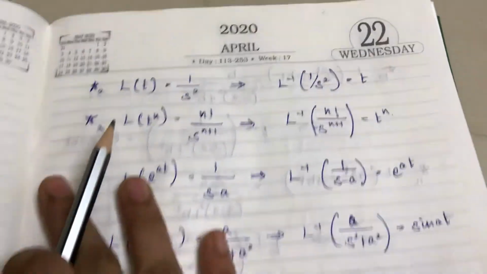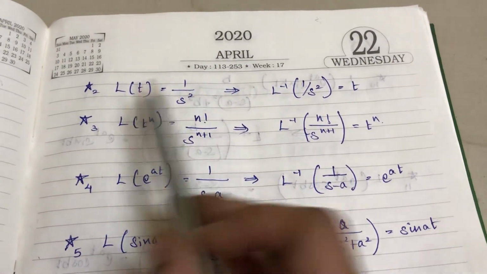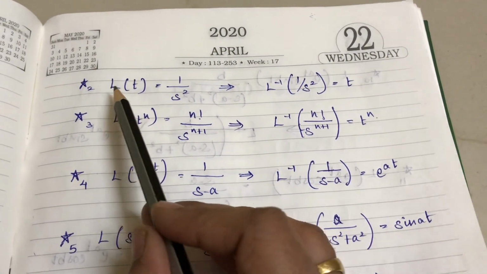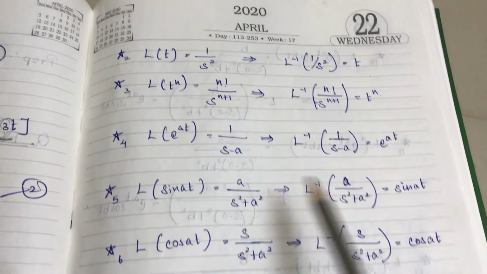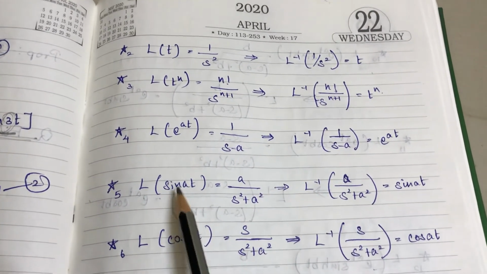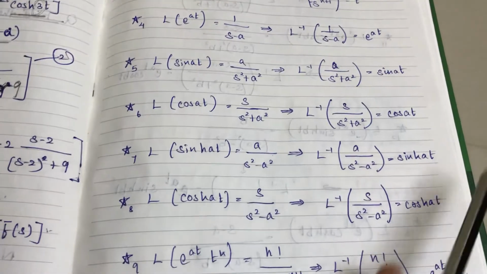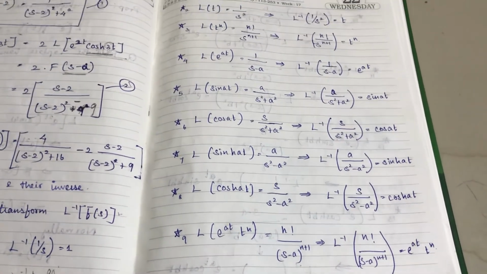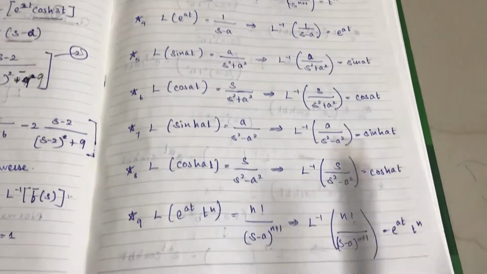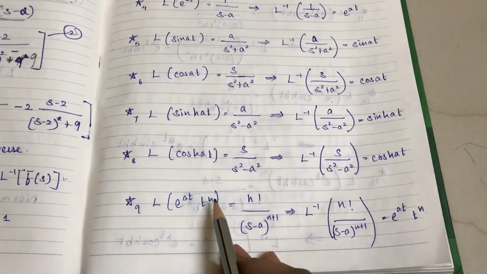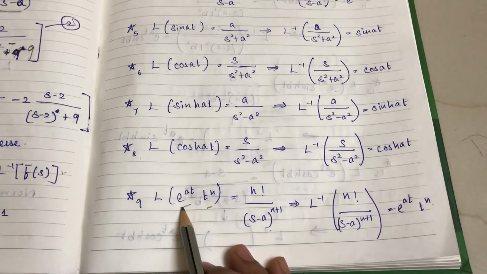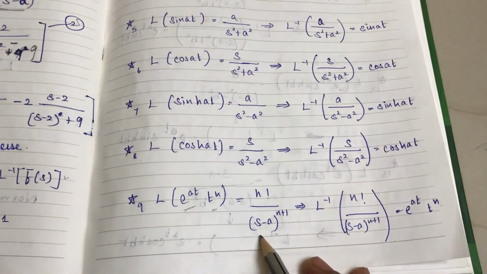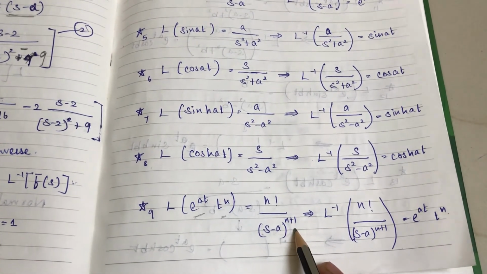So L of t is 1 by s square. We have seen that. So I can say L inverse of 1 by s square is t. Likewise we can replace the answer here and place the question on the other side. So there comes an extra term here: e power at, t power n. So when the e term and the t term come, like the function into t power n, it becomes n factorial by s minus a to the power n plus 1.